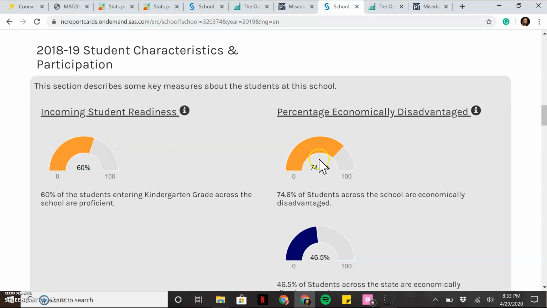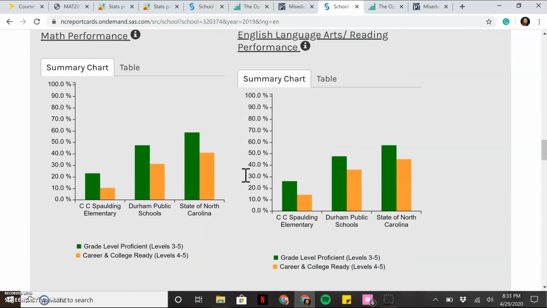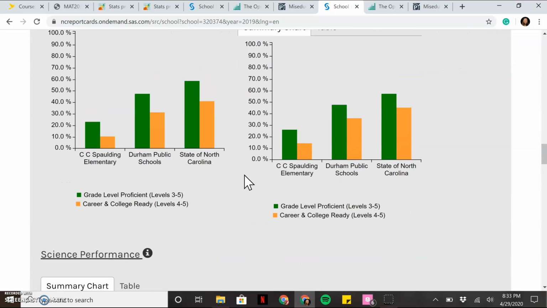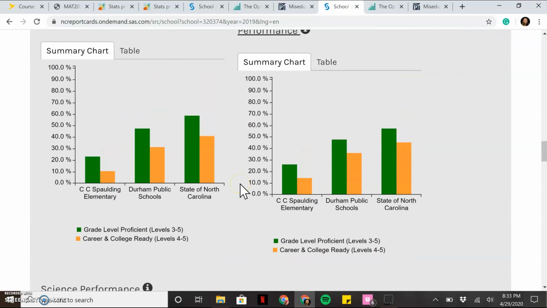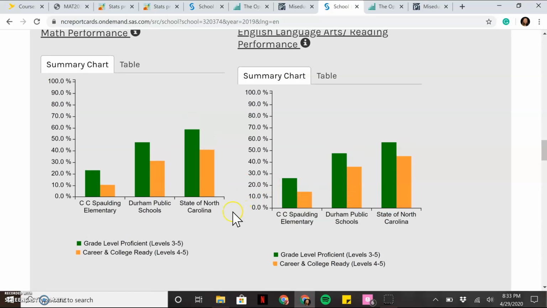But it also shocked me that in this school district, almost 75% of these students are economically disadvantaged, which kind of surprised me, since they're more ready, but they're also more economically disadvantaged. Again, pretty average. Actually, it's a little bit lower than the other school here.